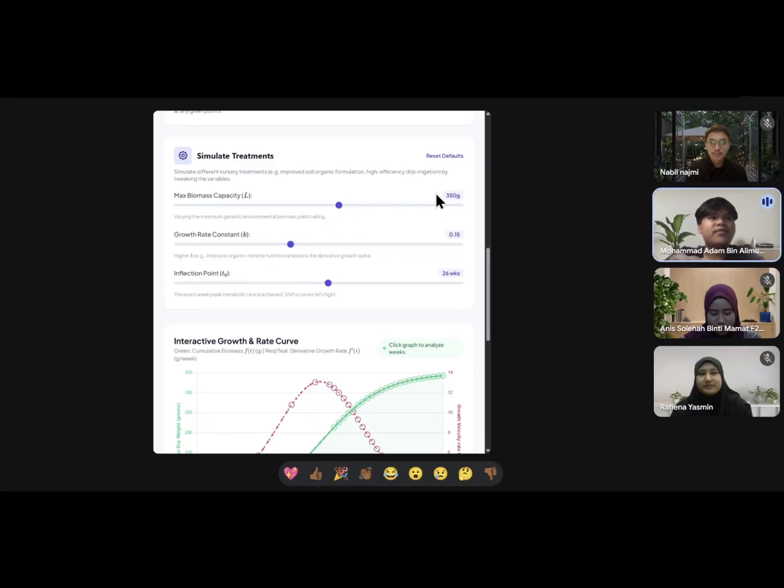And the last one is the inflection point, T0. This is the week when the seedling reaches its maximum growth rate. At this point, metabolic activity and nutrient demand are at the highest. Moving the slider to the left means the peak growth occurs earlier, while moving it to the right delays the peak growth period.